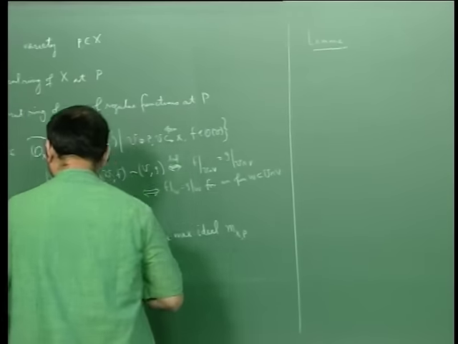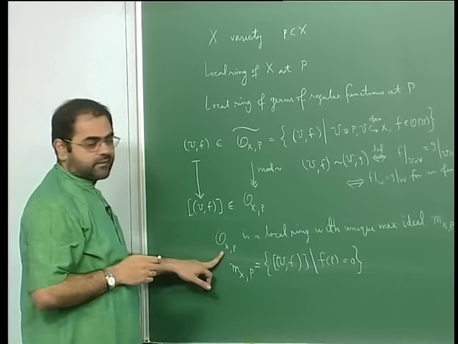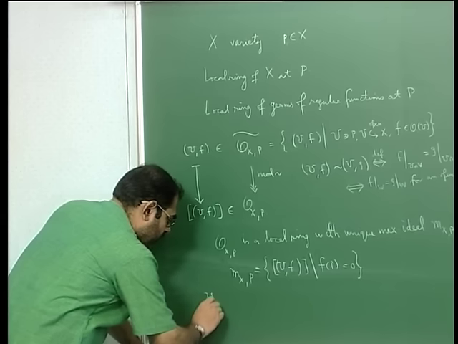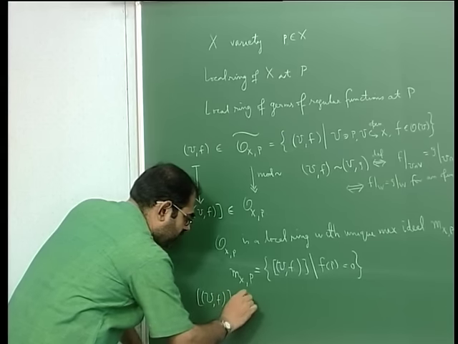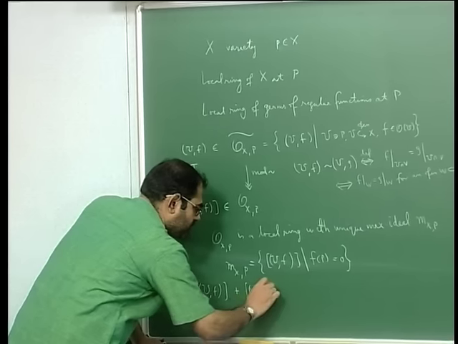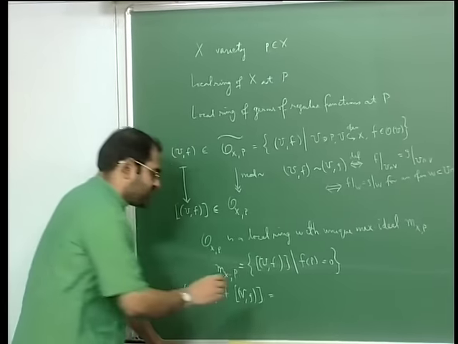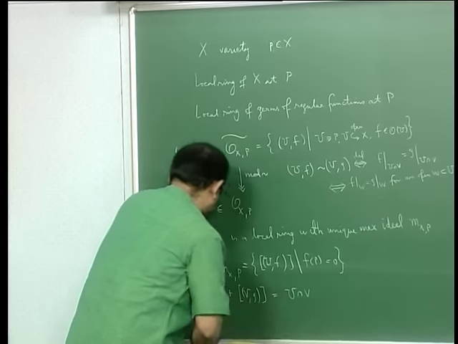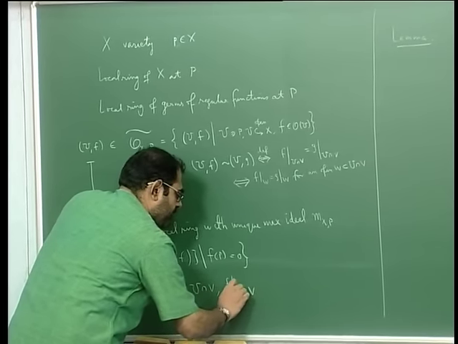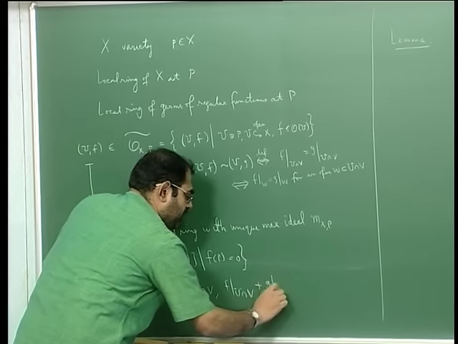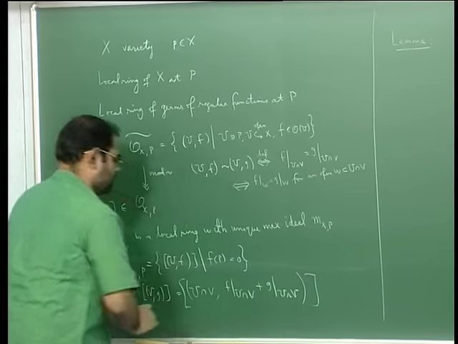By the way, I forgot to tell you that there is an obvious way in which addition and multiplication are defined here. Maybe I will just recall it. You have (U, f), a germ, and you add it with (V, g) by simply adding the functions on the intersection. So you take U intersection V, and take f restricted to U intersection V plus g restricted to U intersection V. So you take the germ of this pair.